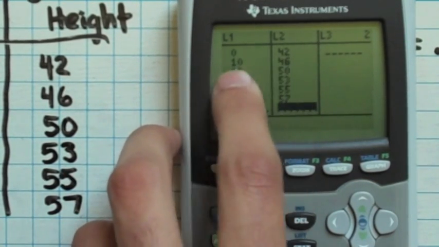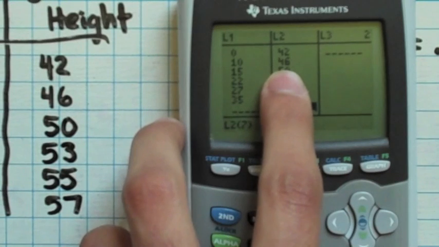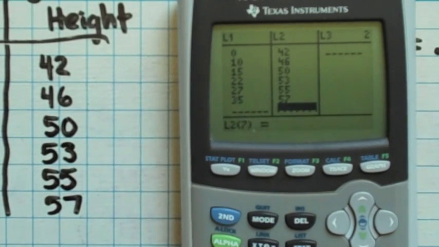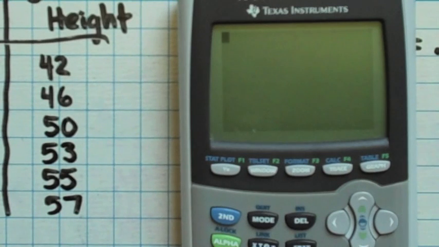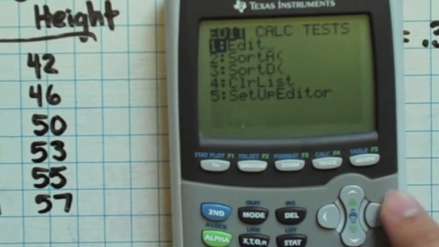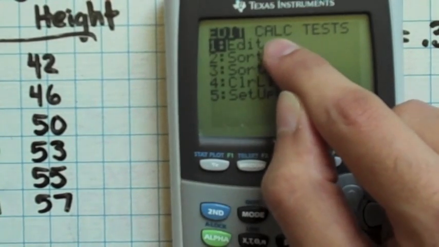0 has to go with 42, 10 with 46, and so on. That's important. Now you're going to quit out, which means you hit second, and then the button right next to it is quit, to go back to the main screen. Go back into Stat again, and this time we're going to go over to Calc, which is that second choice right there.